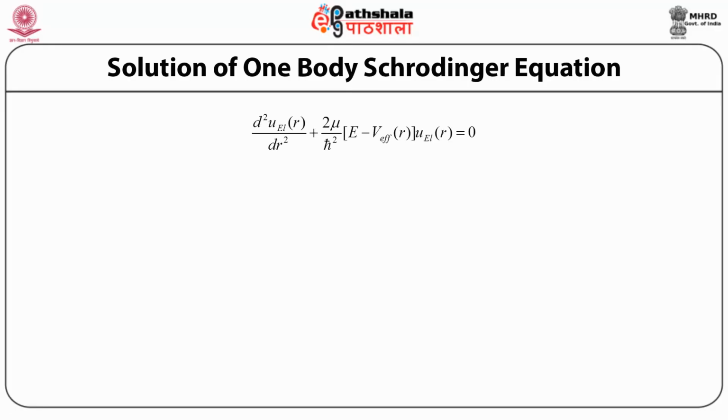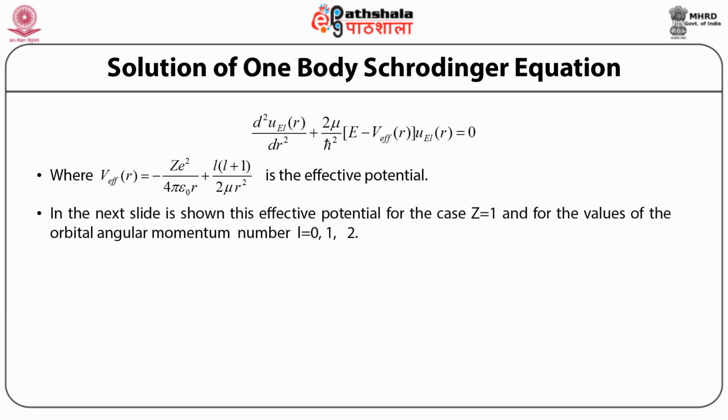d square U E l as a function of small r by dr square plus 2 mu by h cut square multiplied by E minus V effective as a function of small r multiplied by U E l as a function of r equal to 0, where V effective as a function of r is equal to minus Ze square by 4 pi epsilon naught r plus l multiplied by l plus 1 by 2 mu r square is the effective potential. Now in the latest slide is shown this effective potential for the case Z equal to 1 and for the values of the orbital angular momentum number l equal to 0, 1, 2.